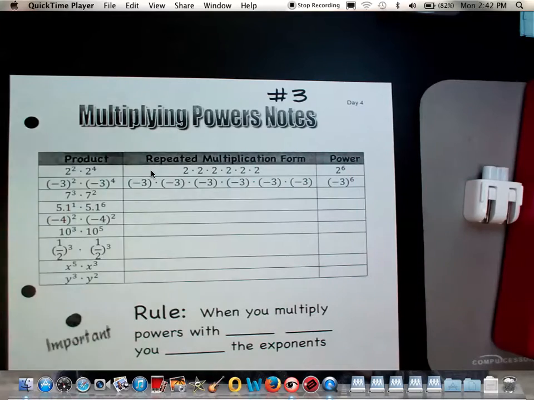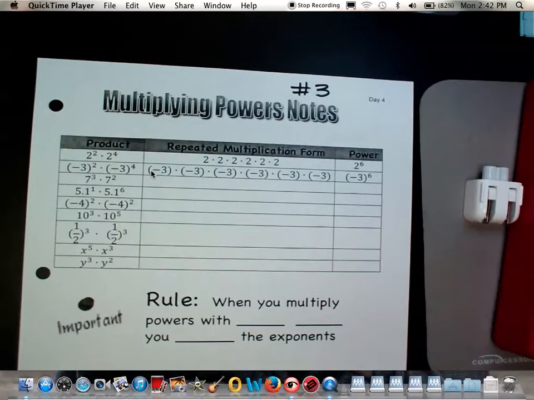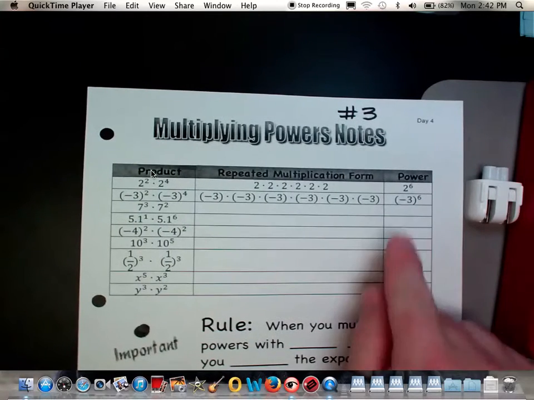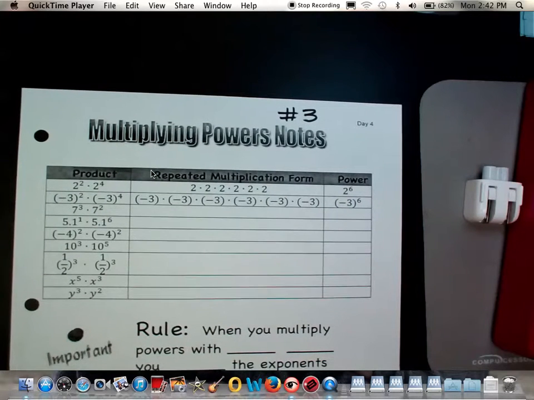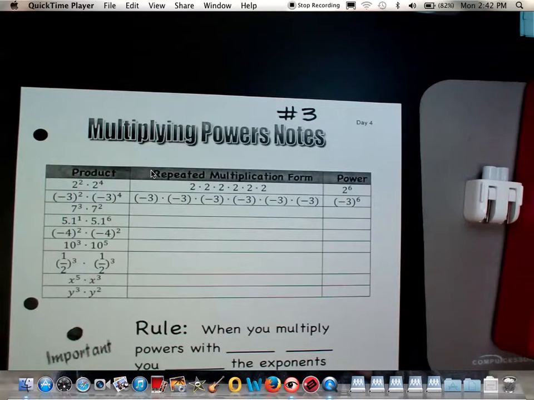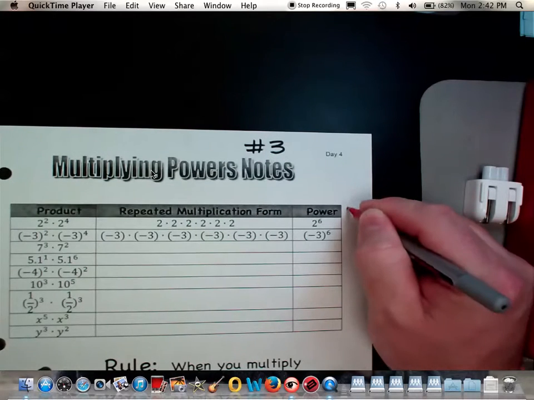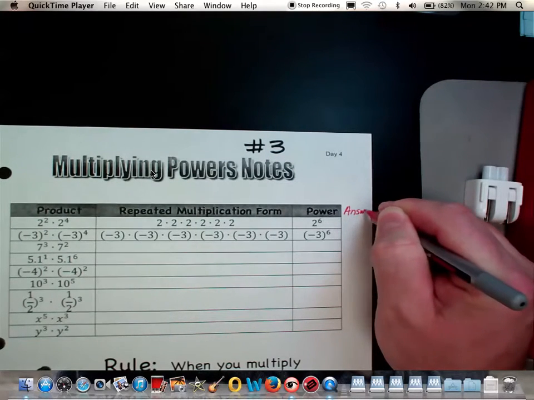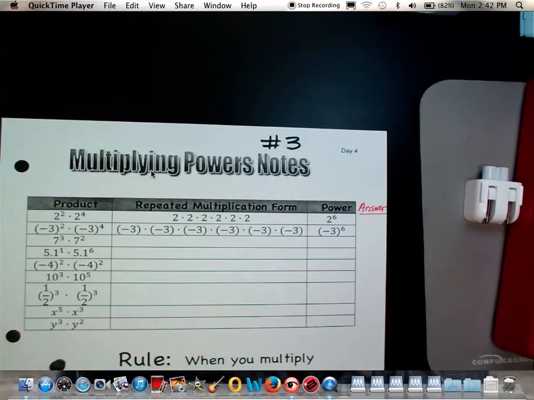Alright, now that we're back, we've got all of our stuff labeled and ready to go. I'm going to show you how we're going to multiply these, and see if we can find the pattern of exactly how we got to our answer here. But one last thing I want you to do on your paper is, where this says power, I want you to put something here that's going to say answer. I want to get our answer for that.